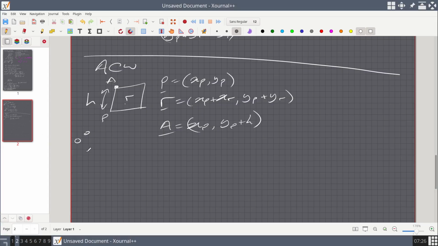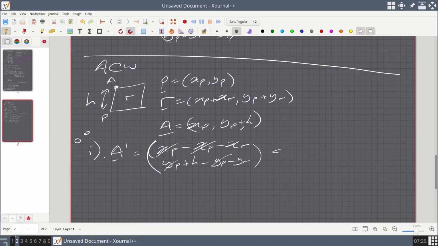So step one is translate so that our center of rotation is at 0, 0, which will get us to A prime, which will be at the point xp minus xr. Let's do it stacked. And yp plus h minus yp minus yr. My god. See how mistakes happen, can't you? These cancel. These cancel. You get left with minus xr and h minus yr.